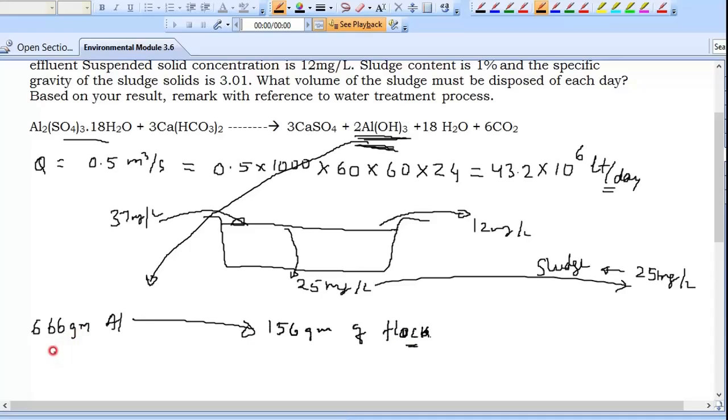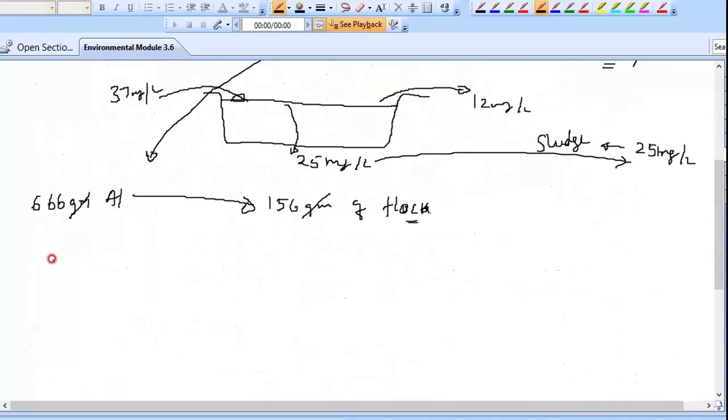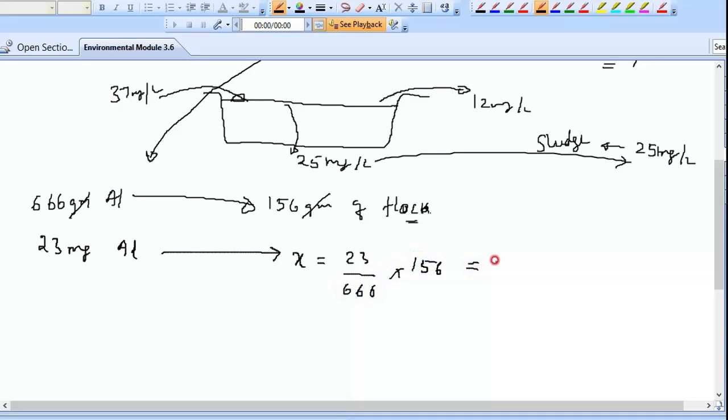1 gram of, we will make it kg now. Directly we will make it mg. Okay, we will call it as mg, and this also will call it as mg. Okay, now the dosage is how much? 23 mg per liter is the dosage. Then 23 mg of alum produces X, X equal to 23 divided by 666 into 156. The answer is 5.38 mg per liter.